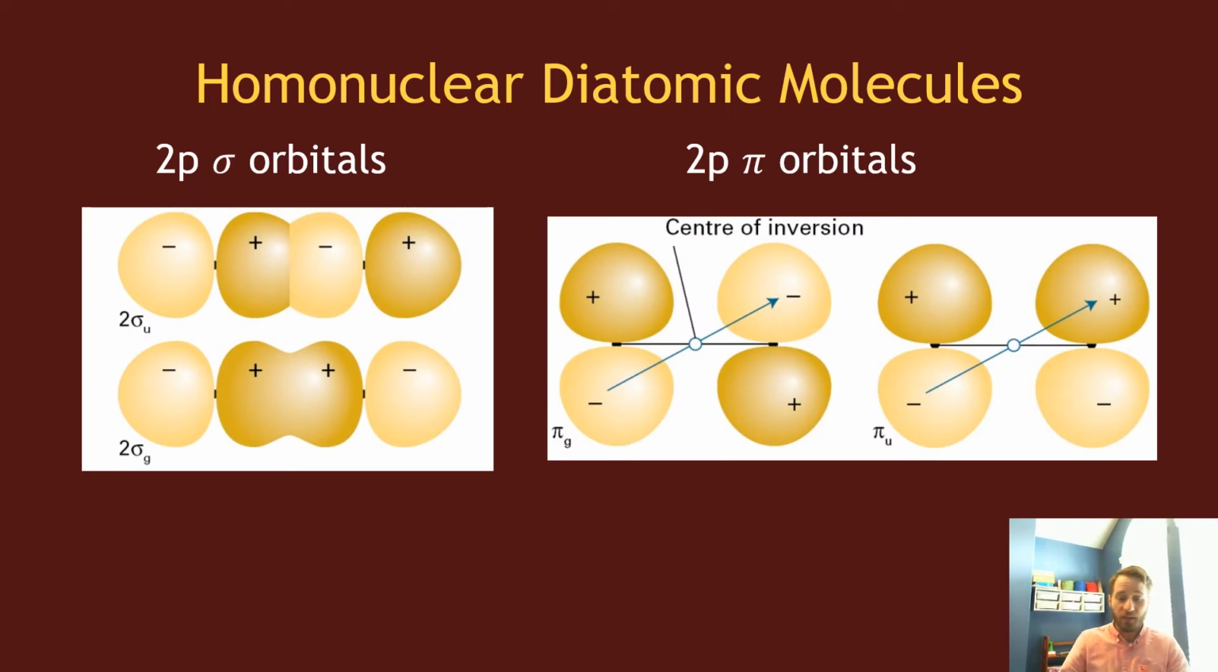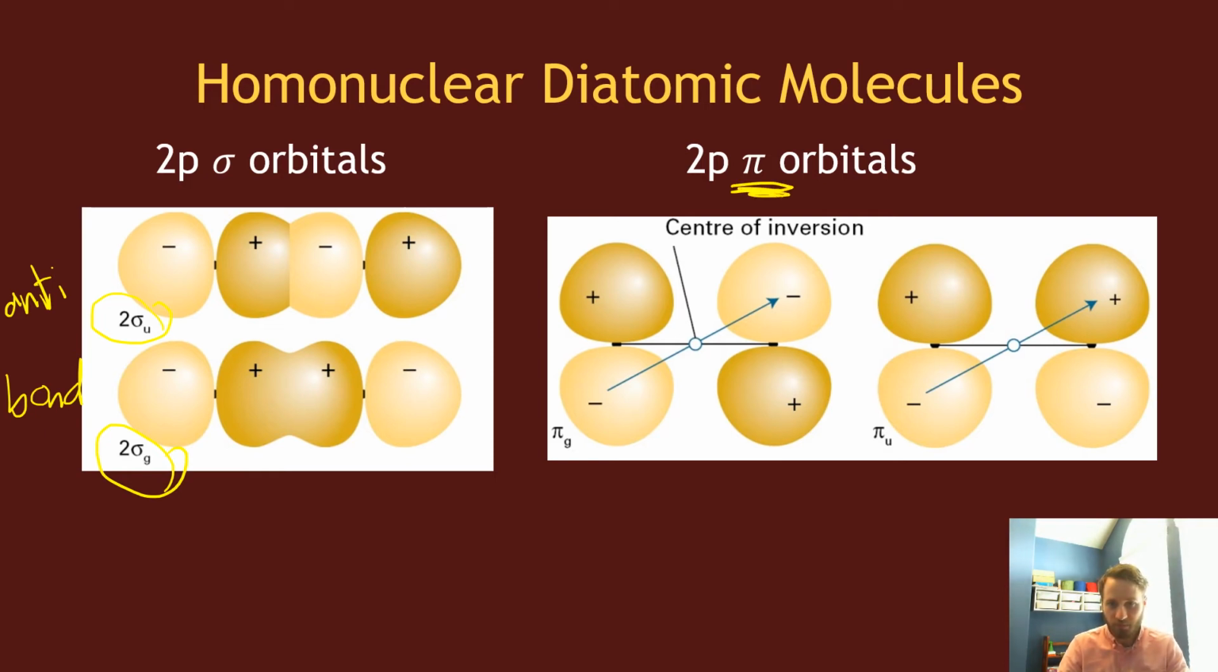Here is showing pictorially what these orbitals end up looking like in terms of our bonding orbitals and our anti-bonding orbitals. Notice here that the bonding orbital has this gerade symmetry like we had in the 1s orbitals, and the anti-bonding orbital is ungerade. So again, this is bonding, this is anti-bonding.